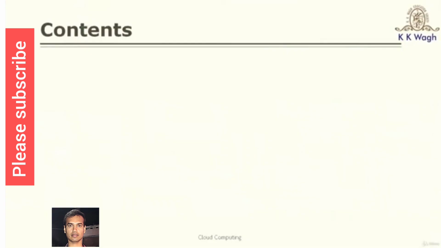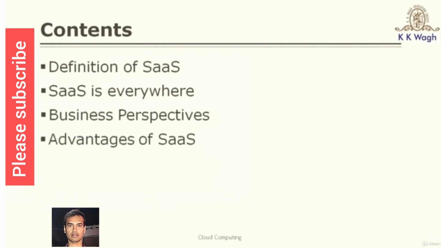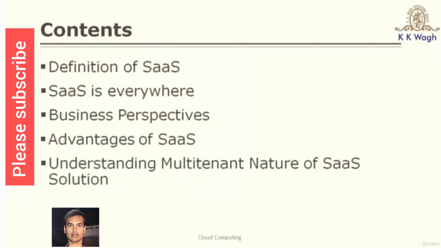That is what we are going to see in today's session. First, we'll look at the definition of SaaS. Then we'll see that SaaS is everywhere. Third, we'll look at the business perspectives of SaaS. Then we'll look at the advantages of SaaS. And at the end, we'll see the multi-tenant nature of the SaaS solution. So let's get started.